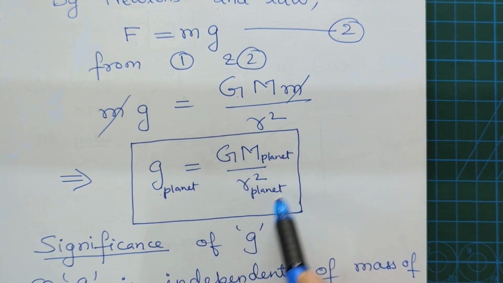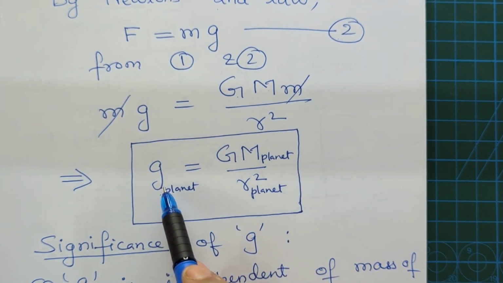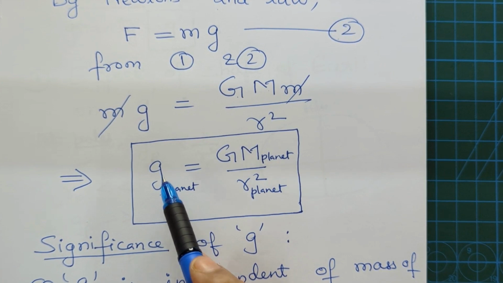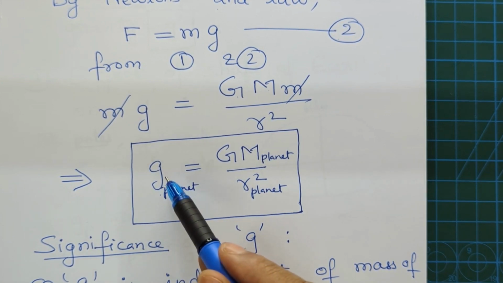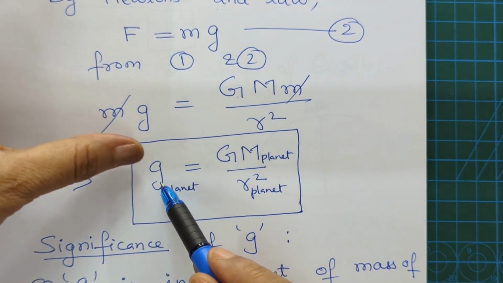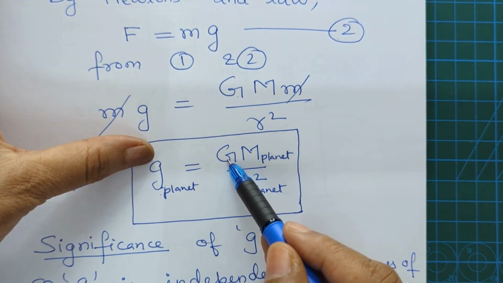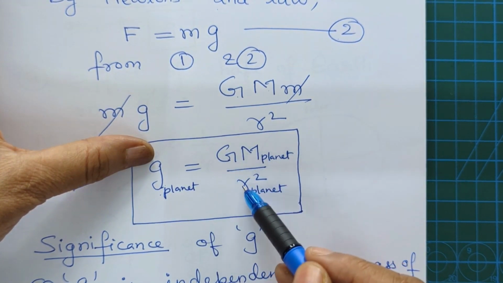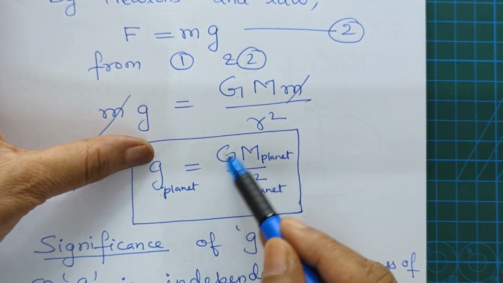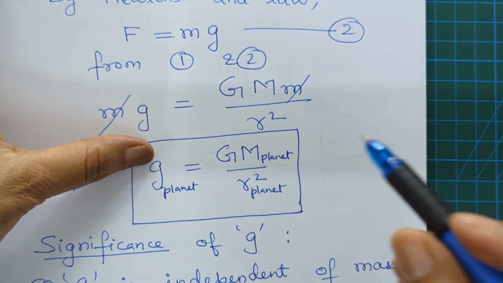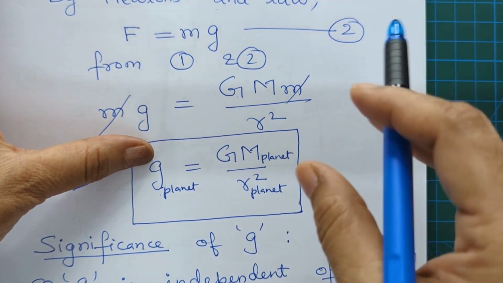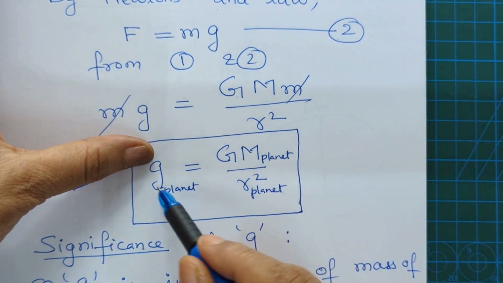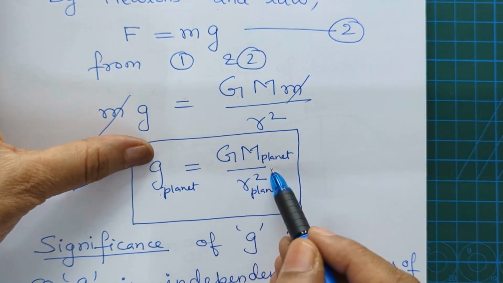This is the formula by which we can calculate with what acceleration any object on a planet is accelerated towards that planet. For that calculation, we need the universal gravitational constant, the mass of that planet, and the radius of that planet. This much information is enough to tell how much acceleration is produced in any freely falling body on that particular planet. Remember this formula, g is equal to GM by r square.